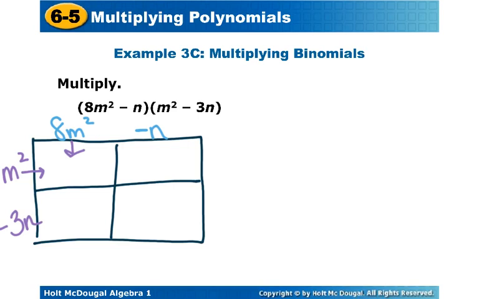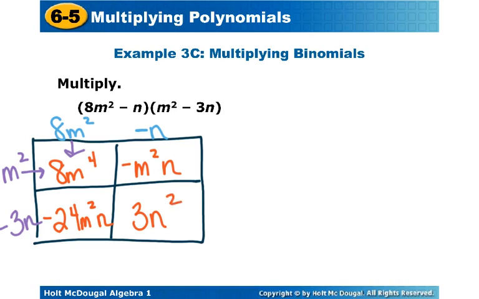So 8m squared times m squared gives me 8m to the 4th. 8m squared times negative 3n gives me negative 24m squared n. Okay, because you're multiplying those terms together. M squared times negative n is just negative m squared n. And then if I take negative 3n times negative n, that gives me a positive 3n squared.